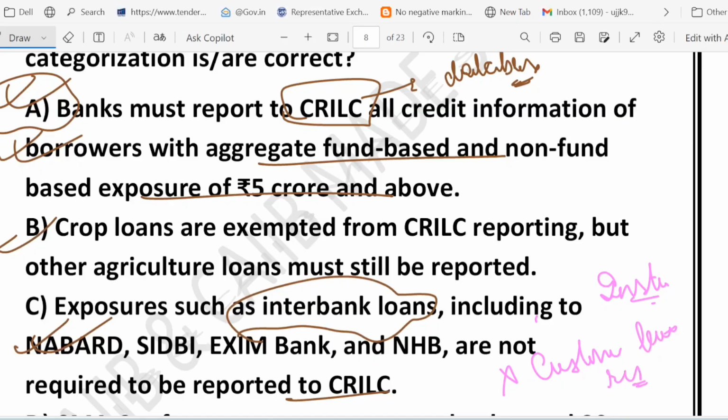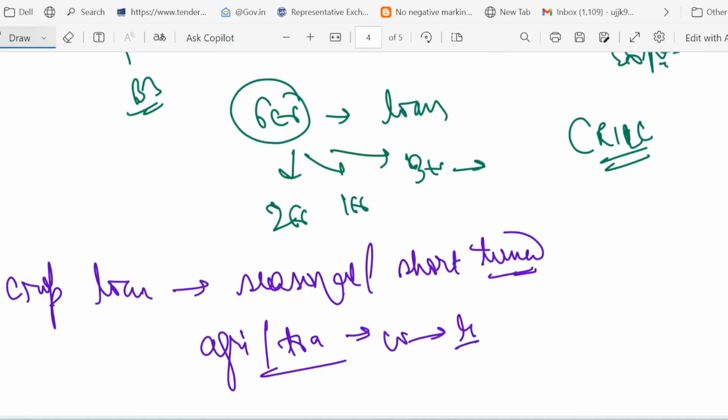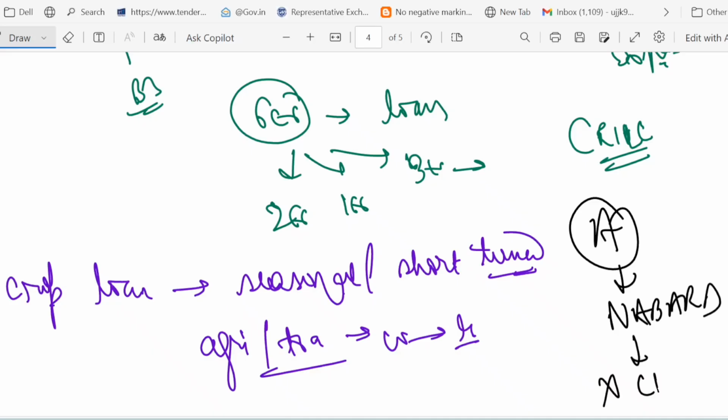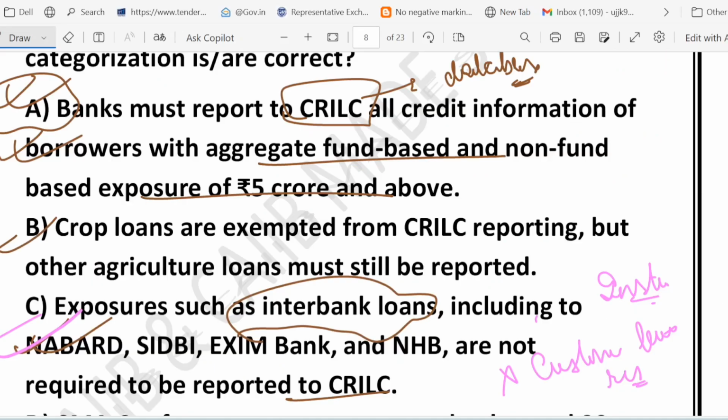So if bank A lends to NABARD, that does not go to CRILC. A very, very important part I'm telling you. Suppose there is a bank A, and this bank A lends to NABARD. It will not go to the CRILC. So C is correct. C is also correct.